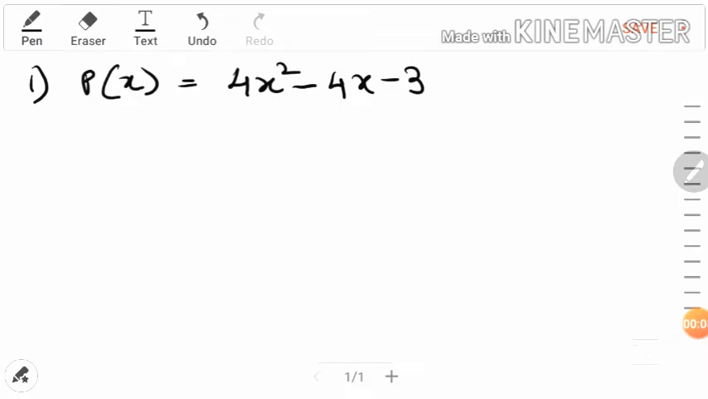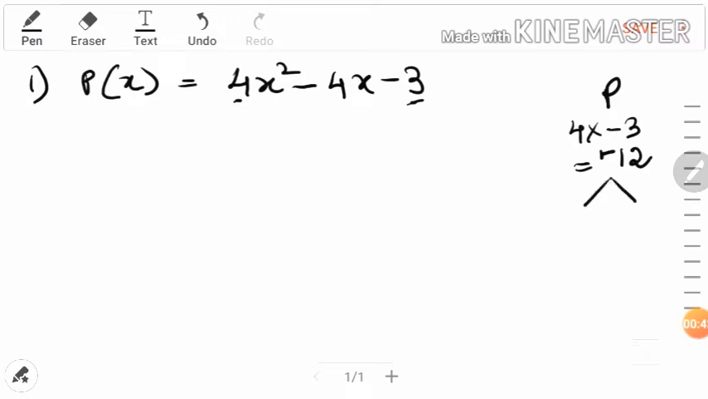We will first find the zeros of this polynomial by factorizing by the sum and product method. So we will split the middle term. Let's write down what is the product. The product is obtained by multiplying the coefficient of x square and the constant. So 4 into minus 3 is minus 12. So the product is minus 12.